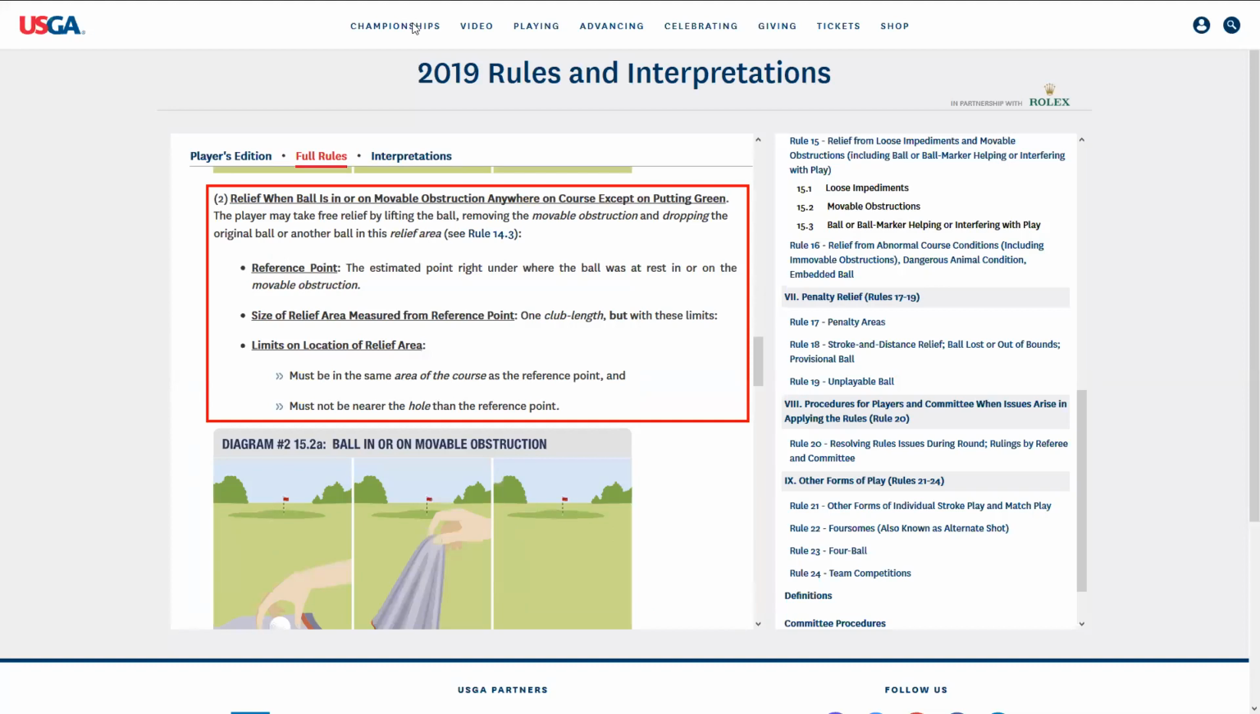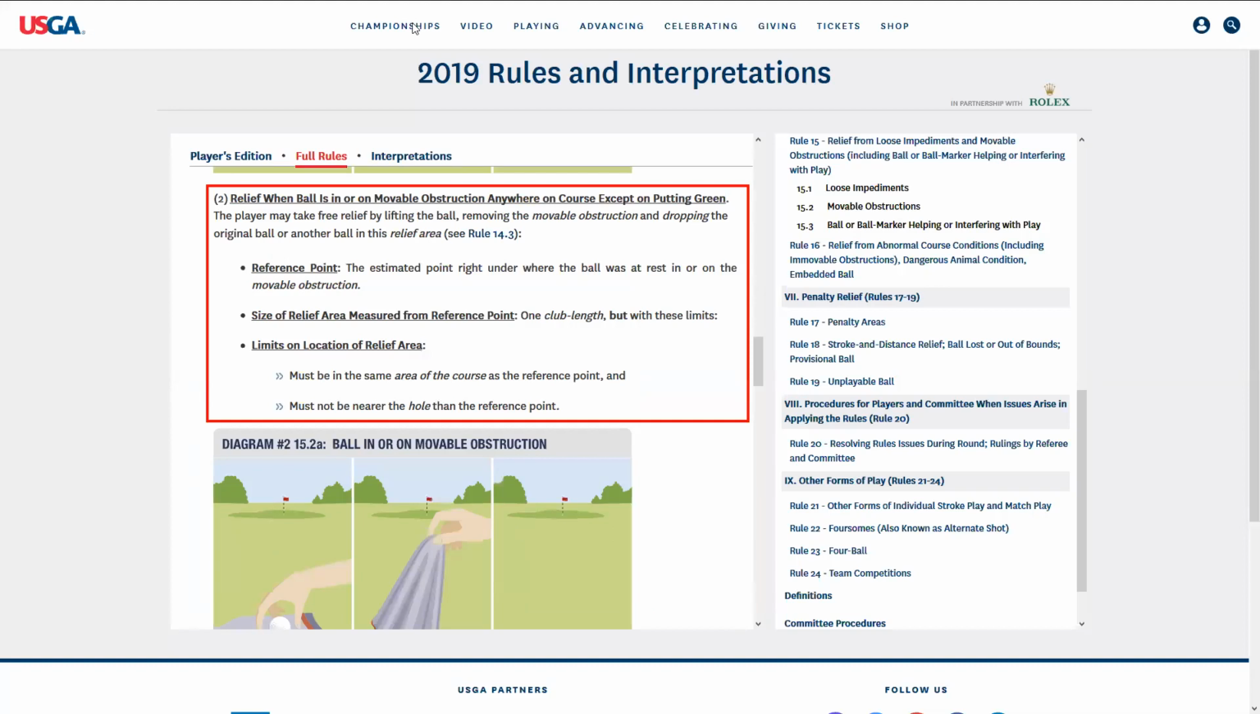The player may take free relief by lifting the ball, removing the movable obstruction, and dropping the original ball or another ball in this relief area. Since you're dropping a ball, what are you going to do? You're going to drop in an area, you're not going to drop at a spot. And that's a change from the old rules where you dropped at a spot.